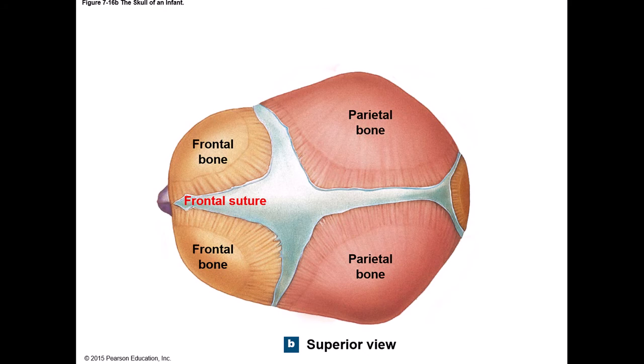Now, in a baby, prior to the age of 6, there are two frontal bones. So a baby has a suture here known as the frontal suture. This, like I said, should close up by the age of 6, and then as an adult, we have one frontal bone. If that suture does not close, we call that a metopic suture. That would be a persistent suture in an adult.